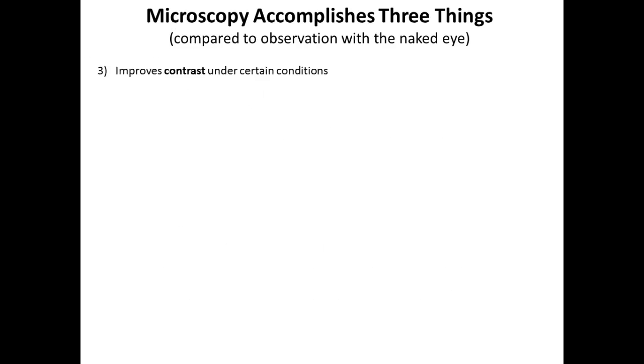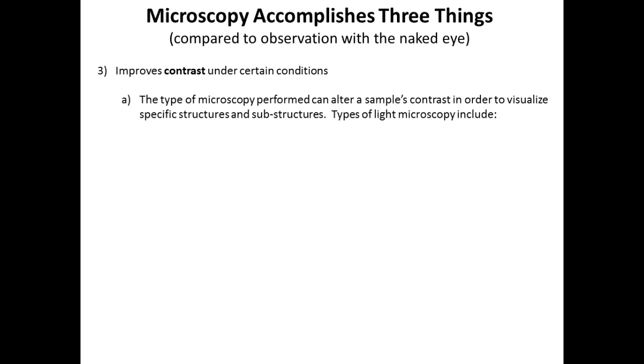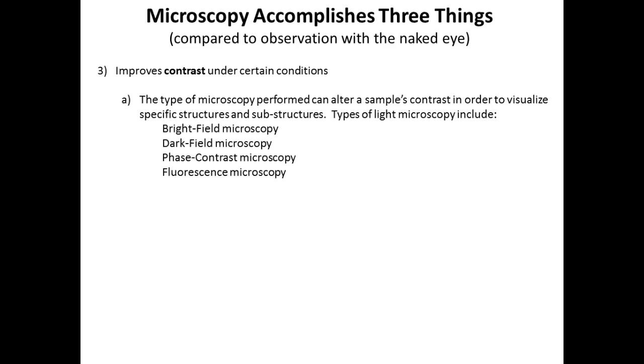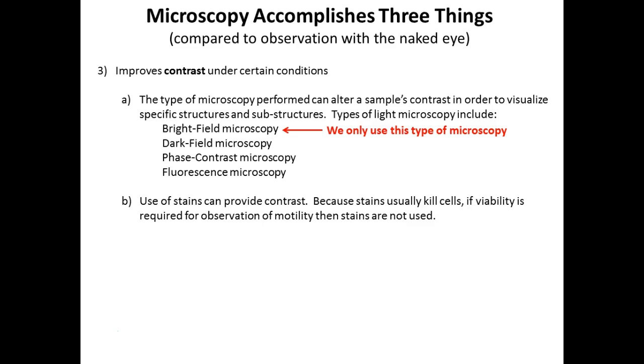The other is it improves contrast in certain situations. So there's different types of microscopes out there that can help with this other level of being able to see, which is our contrast. So we're using which type of microscopy in this lab? Bright field, dark field, phase, or fluorescence? Bright field, right? We're using bright field microscopy. So because of that, we have limitations, right? This is one of the main reasons why we stain our organisms to create contrast.